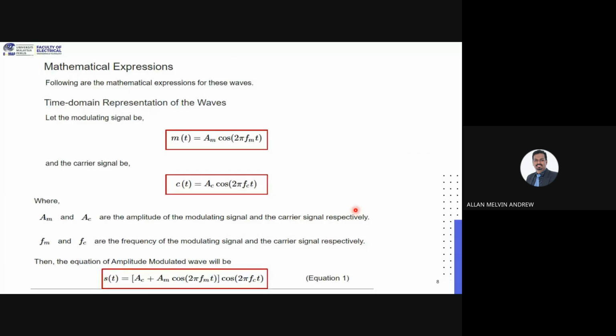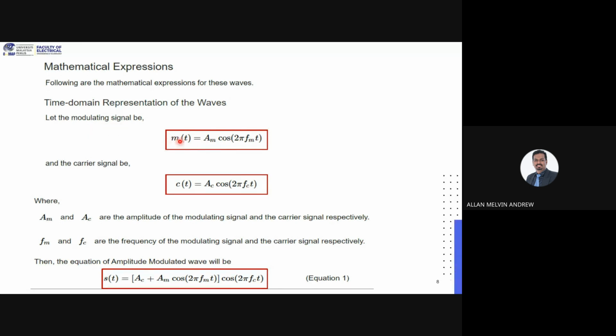I will go step by step, so you just follow me. Following are the mathematical expressions of this wave in the time domain. Time domain means it is related to time, over t. This is the time domain representation of the wave. Let the modulating signal be the signal that you want to give, the message signal. Here in the book it is written modulating signal, meaning the message signal.